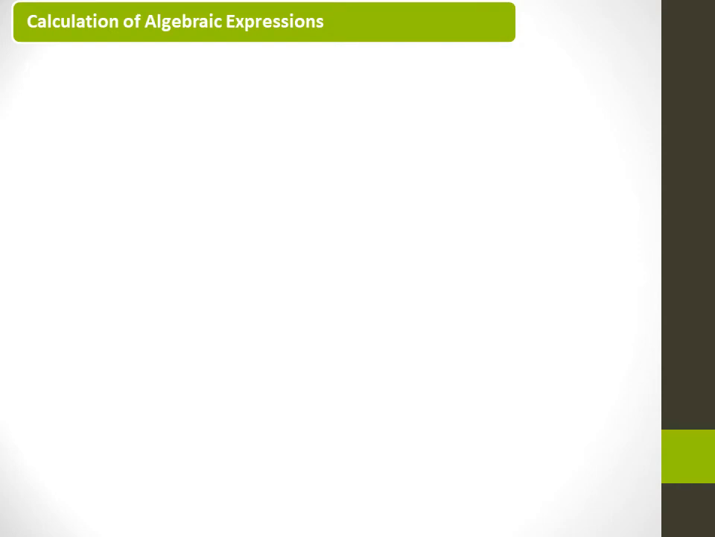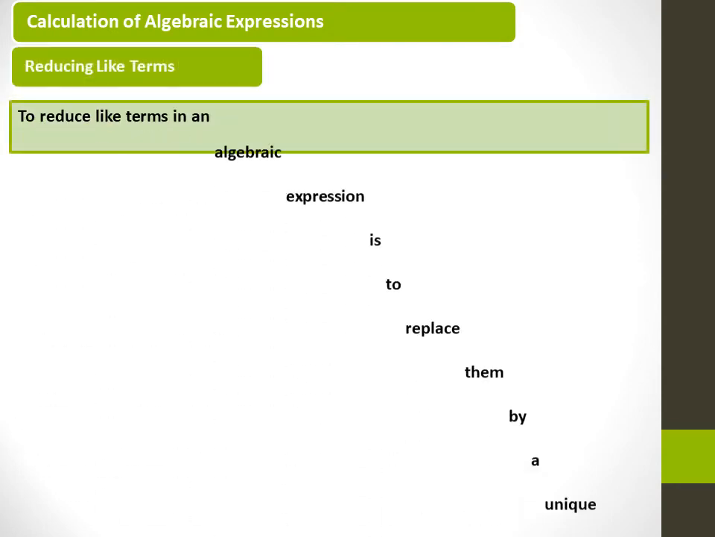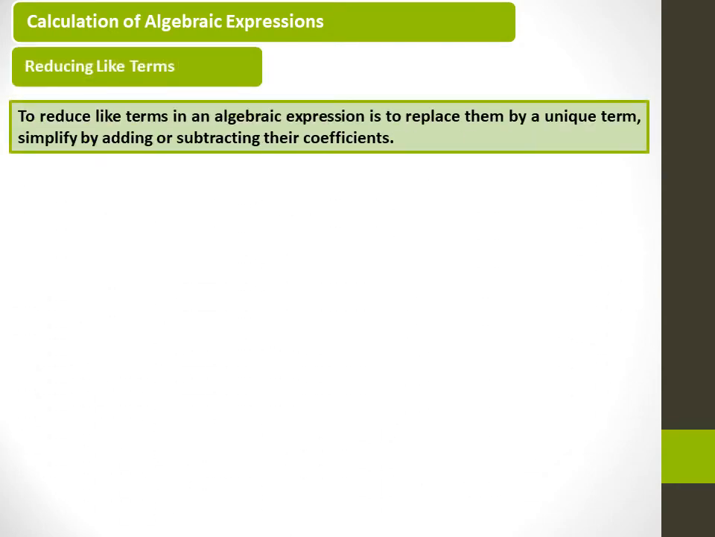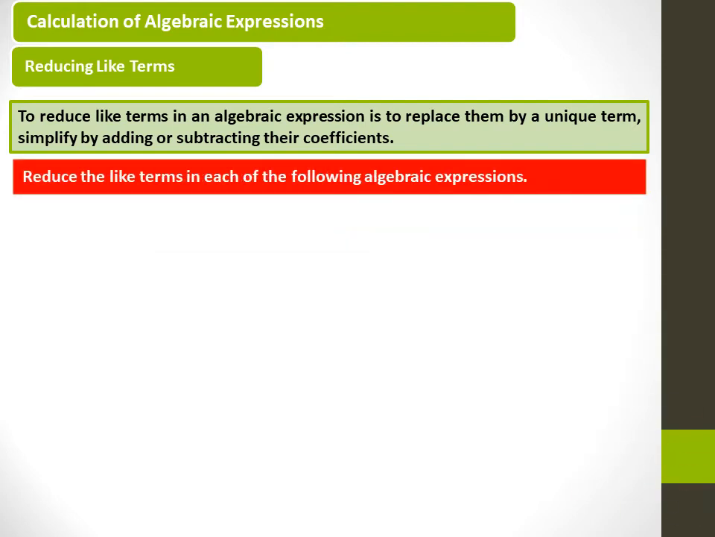Calculation of algebraic expressions. Reducing like terms. To reduce like terms in an algebraic expression is to replace them by a unique term. Simplify by adding or subtracting their coefficients. So, to add or subtract like terms, I simply have to add or subtract the coefficients. Reduce the like terms in each of the following algebraic expressions.